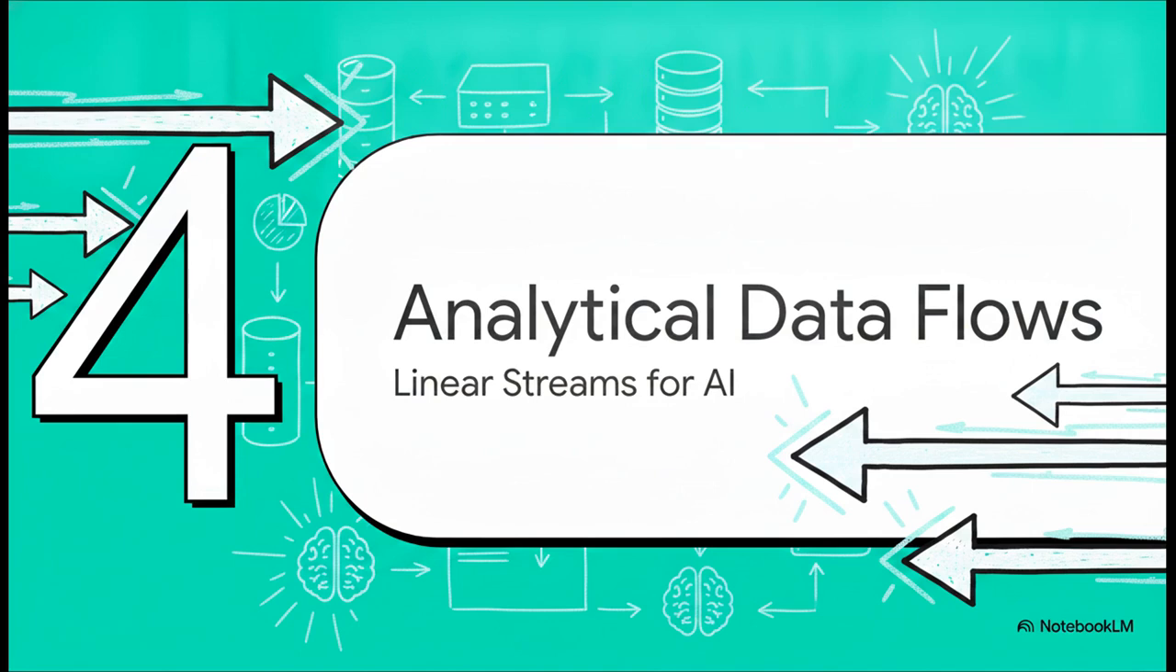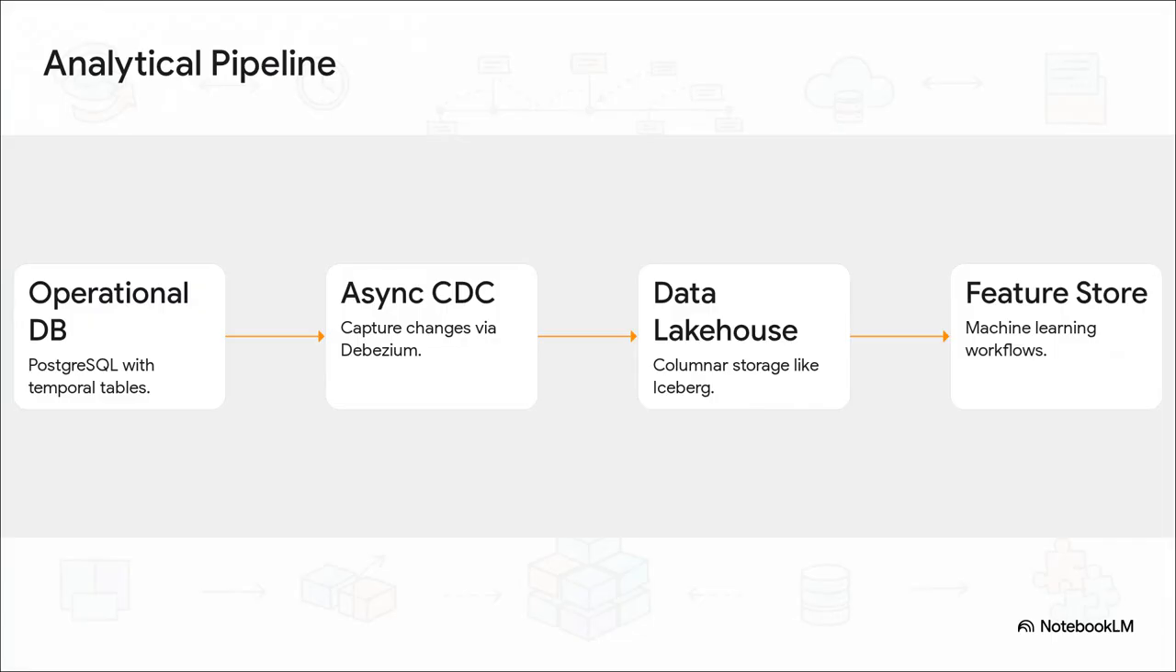Phase 2, Analytical Data Flows, Linearized Data Streams for AI Engines. Now, as great as that backend solution is, if you try running massive AI aggregation queries across millions of historical rows, you're going to immediately saturate your operational database's I/O. To bridge that gap, we use an asynchronous pipeline. It all starts with the operational DB we just configured.